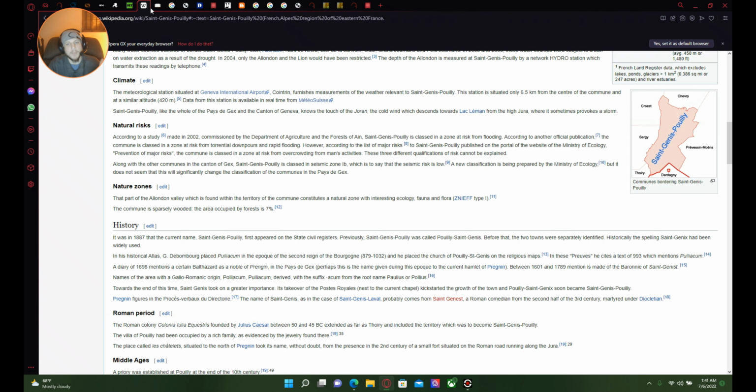Now, people, anyways, I just want to show you the town right here. It was in 1887 that the current name Saint-Genis-Pouilly first appeared on the state civil registers. Previously, Saint-Genis-Pouilly was called Pouilly Saint-Genis. Before that, the two towns were separately identified. Historically, the spelling Saint-Genix had been widely used. In the historical record, Polyacum appears in the epoch of the second reign of Burgundy, and places the church of Holy Saint Genis in the religious maps. In these proofs, he cites a text of 993, which mentions Polyacum.